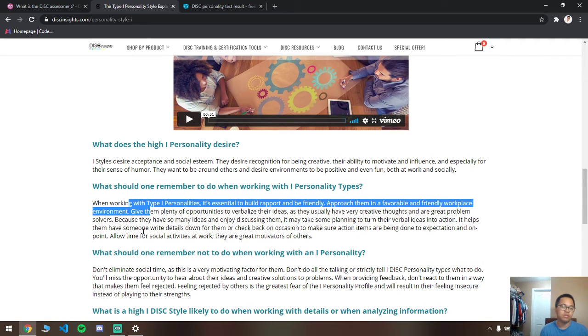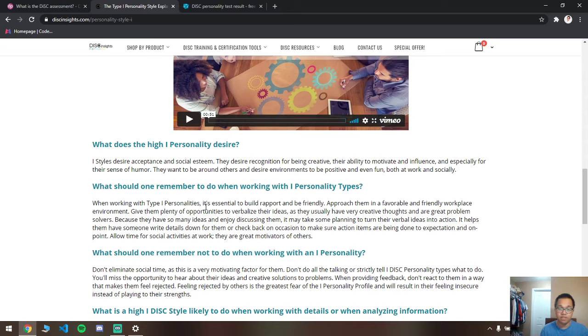Alright, so when working with an I personality, it's essential to build rapport and be friendly. Approach them in a favorable and friendly workplace environment. Give them plenty of opportunities to verbalize their ideas, as they usually have very creative thoughts and are great problem solvers because they have so many ideas and enjoy discussing them. It may take some planning to turn their verbal ideas into action. It helps to have someone write details down for them or check back on occasion to make sure action items are being done to expectation and on point.